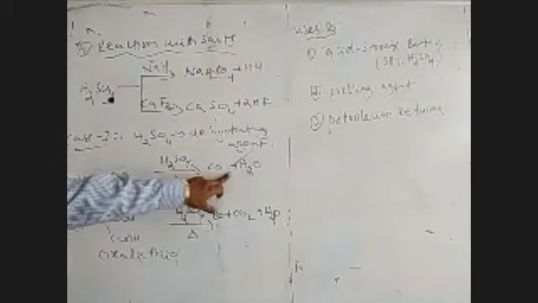Formic acid on heating with H2SO4 forms carbon monoxide and water, and oxalic acid on heating with H2SO4 forms CO, CO2 plus H2O.